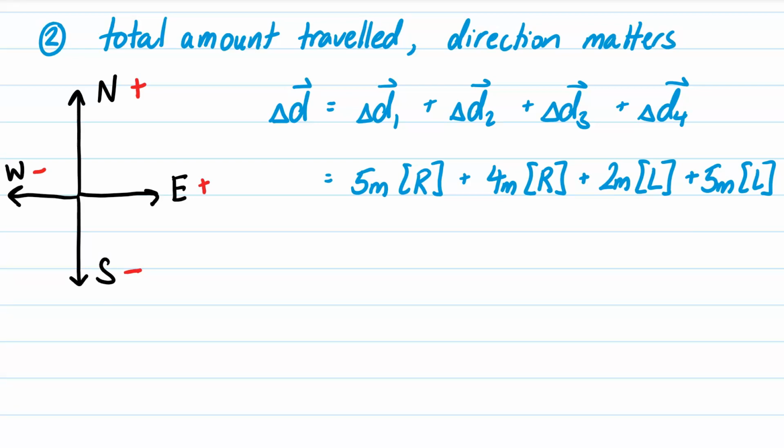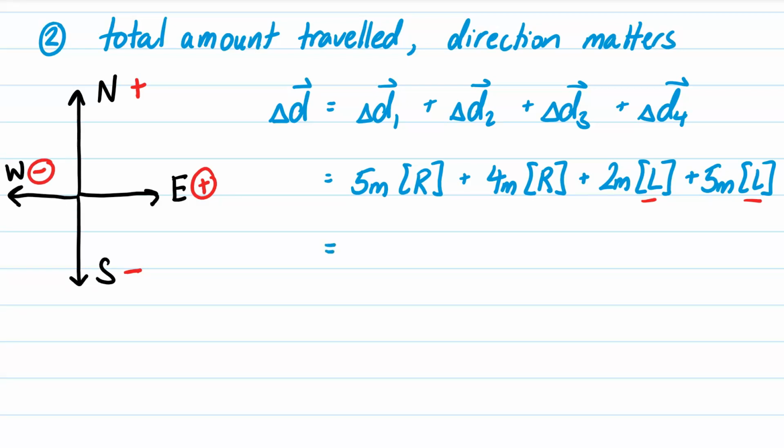And now with that direction, what we do is, every time we see a direction to the right, we don't need to change anything because the right is a positive direction. But when we see a direction to the left, we change those numbers to negatives because left is the negative direction.